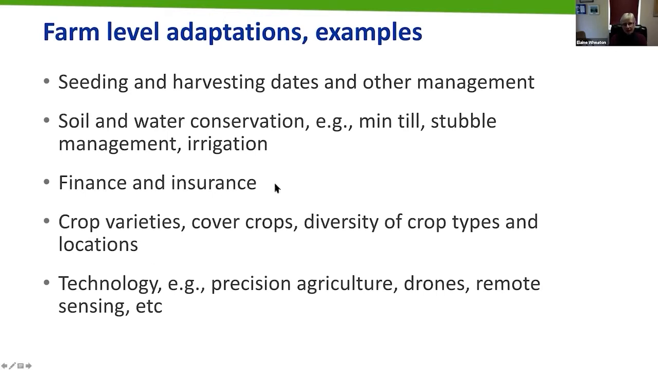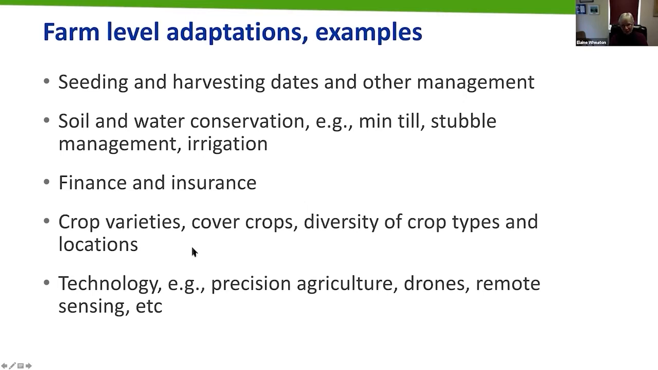Here are some farm level adaptation examples. Seeding and harvesting dates are critical. And I've said that the crop modelers actually use changes in those to see what effect those adaptations have on reducing the negative impacts on yield. Soil and water conservation is exceedingly important. Minimum till in the prairies has really shown advantages in many aspects, including those agro-environmental indices that I showed you in terms of soil quality, for instance, and so on. Many examples. Finance and insurance. Insurance is really important. We need to cover those really bad years.